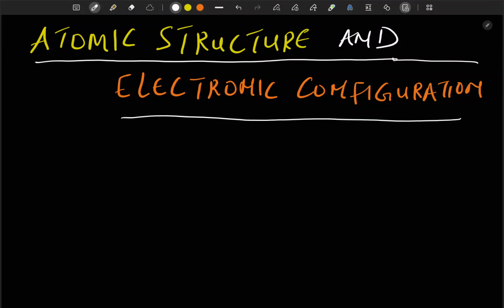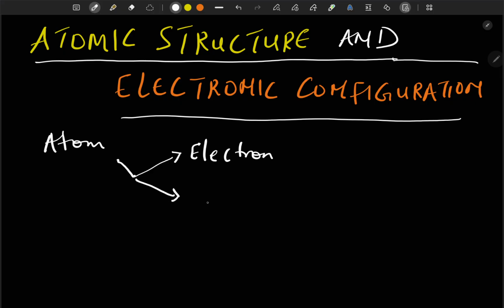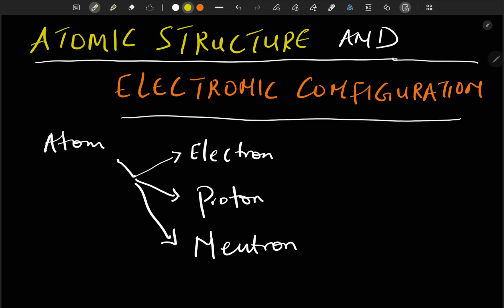In this video, we're going to talk about atomic structure and electronic configuration. In a series of investigations conducted in the 19th century by scientists, it was discovered that the atom is made up of three basic subatomic particles. So we have the electron, we have the proton, and we have the neutron. These are the three basic subatomic particles that were discovered in the 19th century.